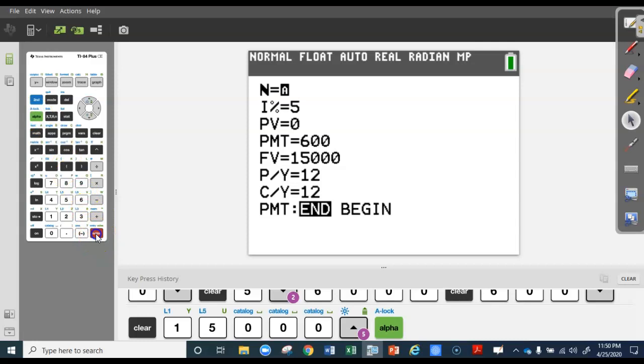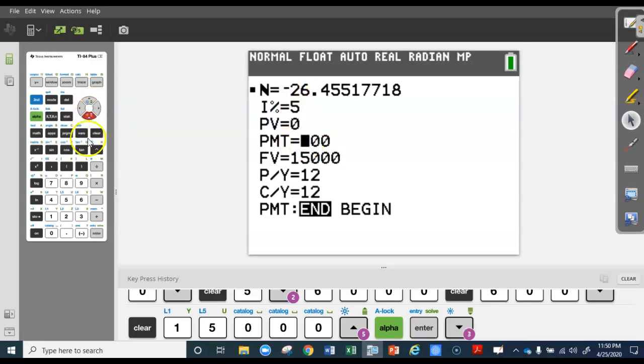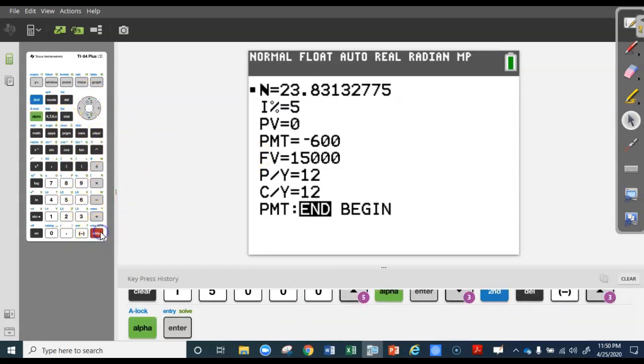For that, I'm over on the screen. That's going to take, what's wrong? Why is that a negative? I did this wrong because I should have, down here, remember, I'm putting out $600 a month. So that should be a negative 600. So I can hit second insert, negative 600. Then I'll go back up and I'll hit alpha, solve. And there you go. It's 23.8 payments. That's the total number of payments.